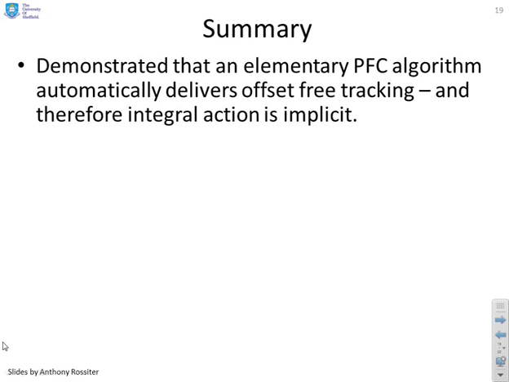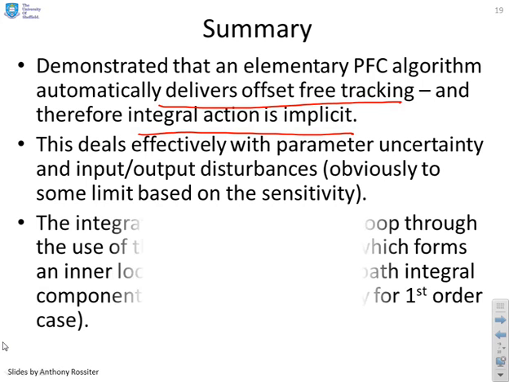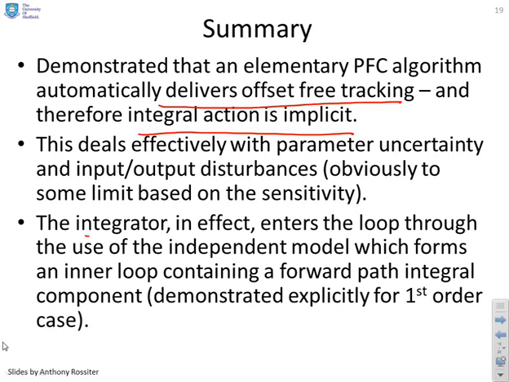So the summary. We've demonstrated that an elementary PFC algorithm automatically delivers offset-free tracking, and integral action is implicit. It deals effectively with parameter uncertainty in both input and output disturbances, obviously to some limit based on sensitivity, and the integrator, in effect, enters the loop through the use of the independent model, which forms an inner loop containing a forward path integral component, and we've demonstrated this explicitly for the first order case. So the key point is, even though you didn't realize you'd put an integral in there, in effect you have.